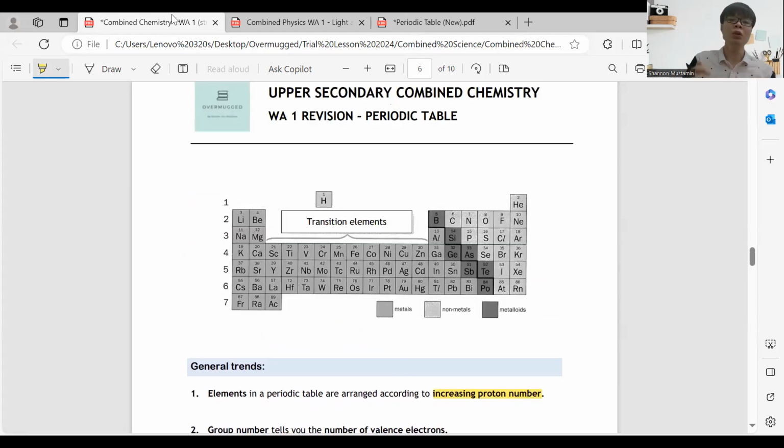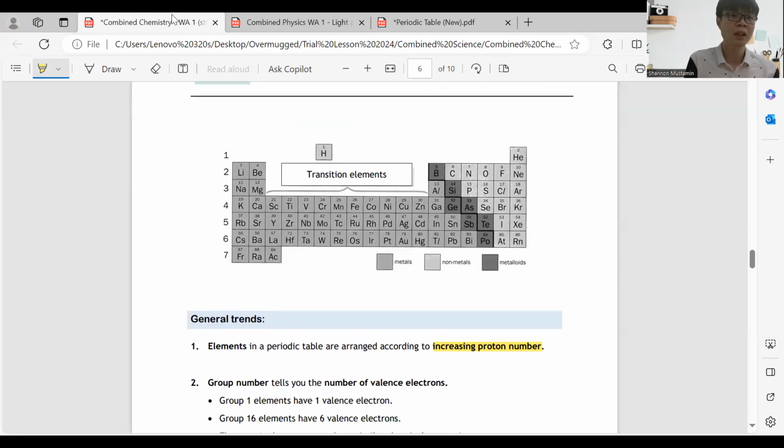Okay, what you need to know, key concept as well, the group number actually tells you the number of outer shell electrons. Group number tells you the number of outer shell electrons. Here will be 1, 2, 13, 14, 15, 16, 17, 18. Just need to look at the ones place. The ones place actually tells you the number of valence electrons.